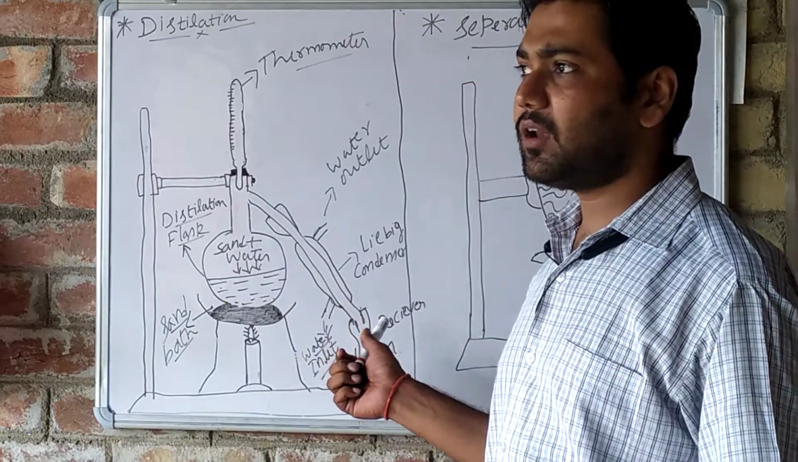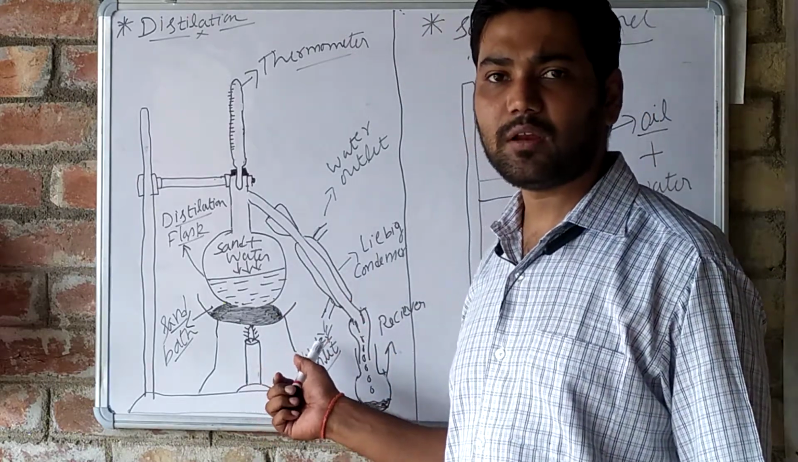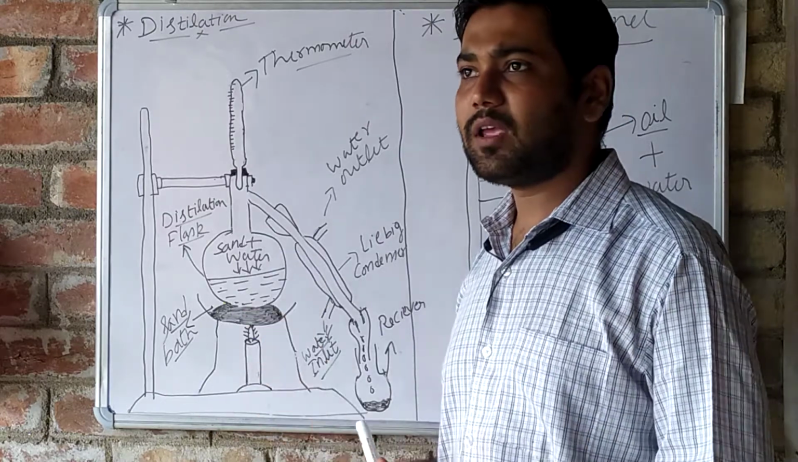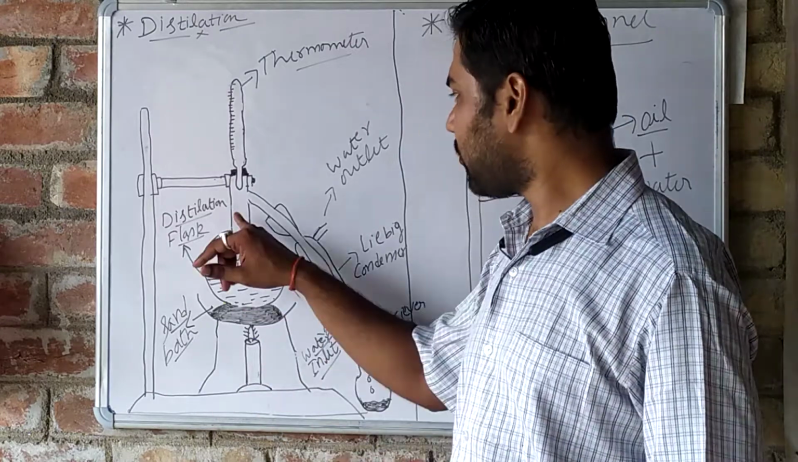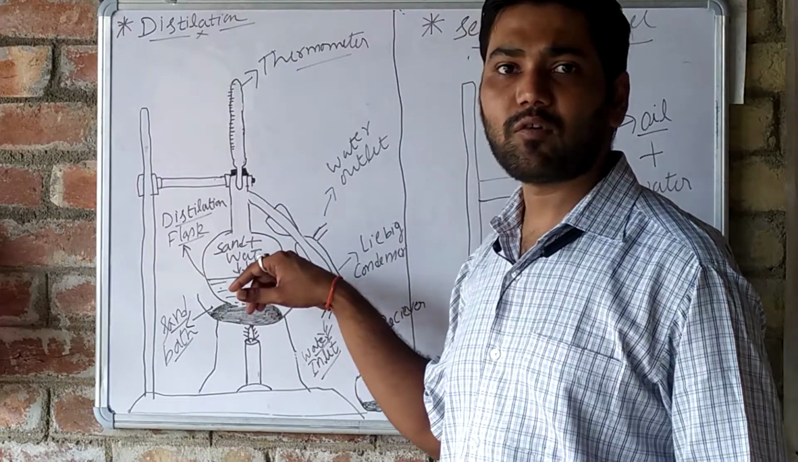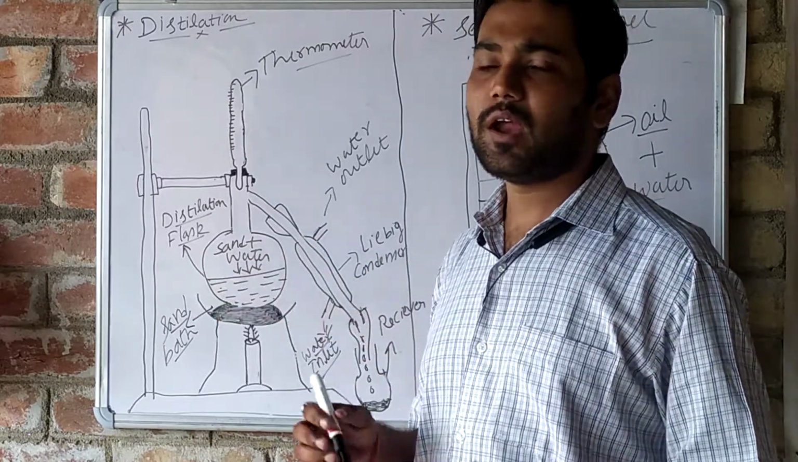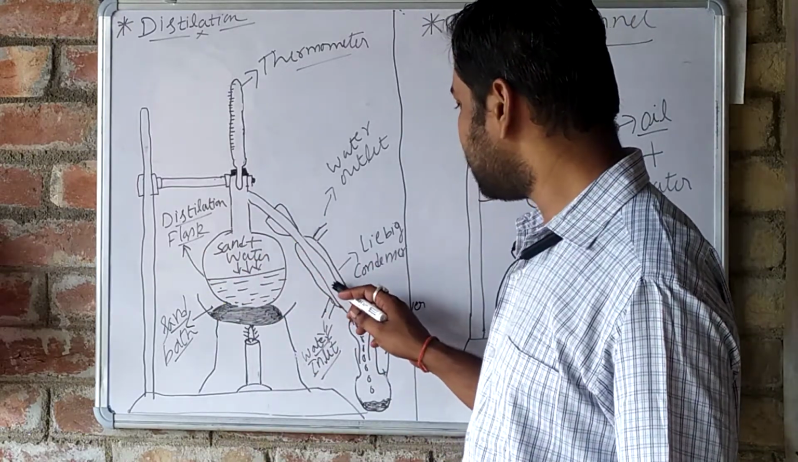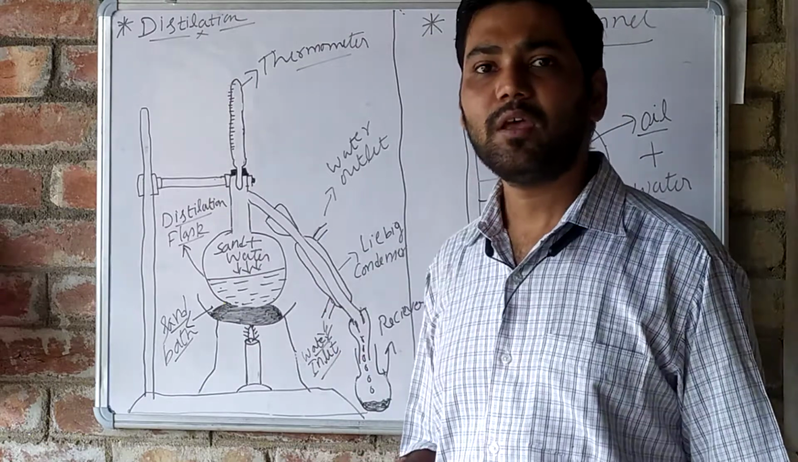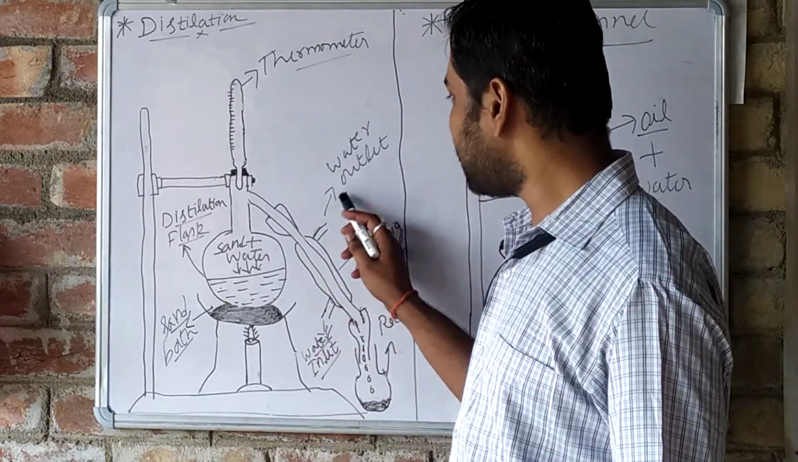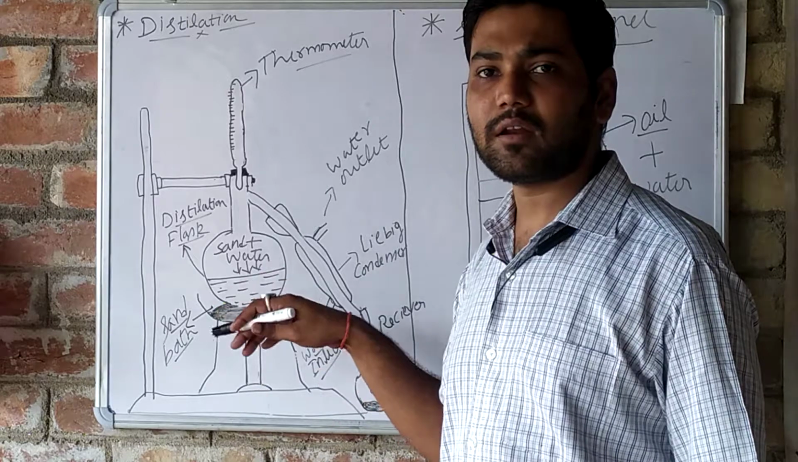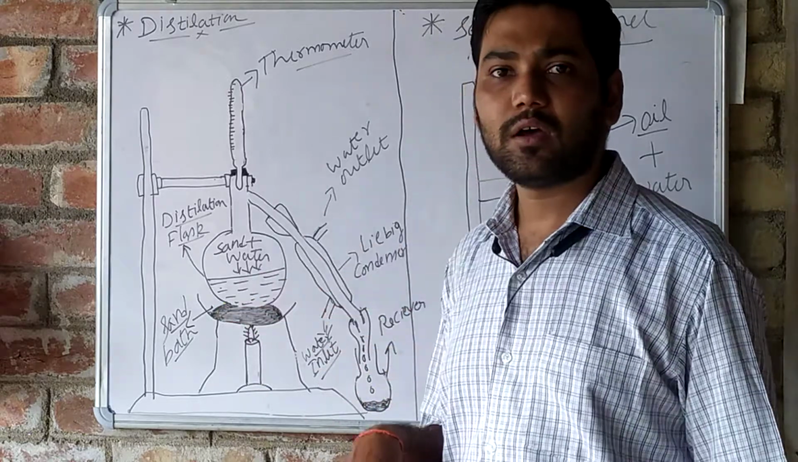This is a Liebig condenser. It is placed over here just to cool the liquid. Understand why? Because here the water is collected in the form of vapor, and that vapor passes through this Liebig condenser. Because of the water inlet and outlet, water will keep running through the whole Liebig condenser.